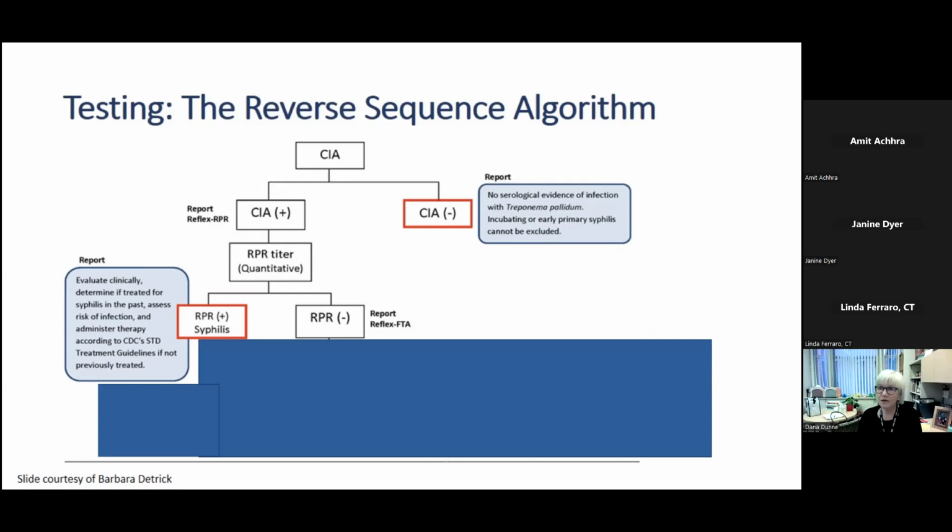You still have to do the work. There's nothing magic about the new algorithm that tells you what stage it is. You then have to evaluate it clinically and stage it. So we'll walk that through in the next slide.